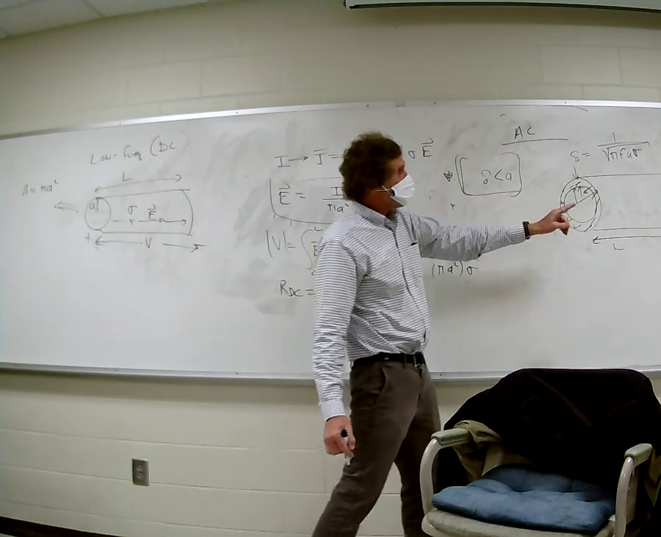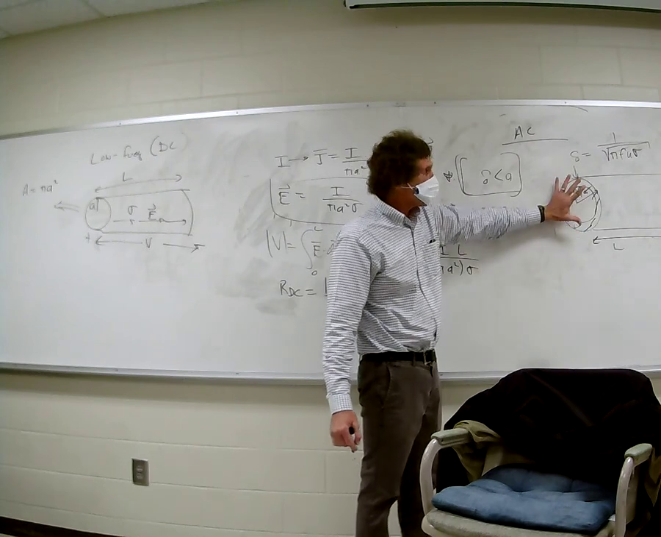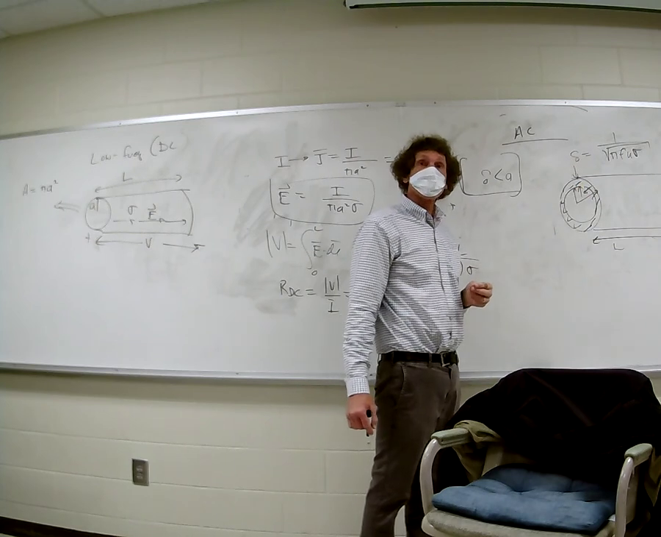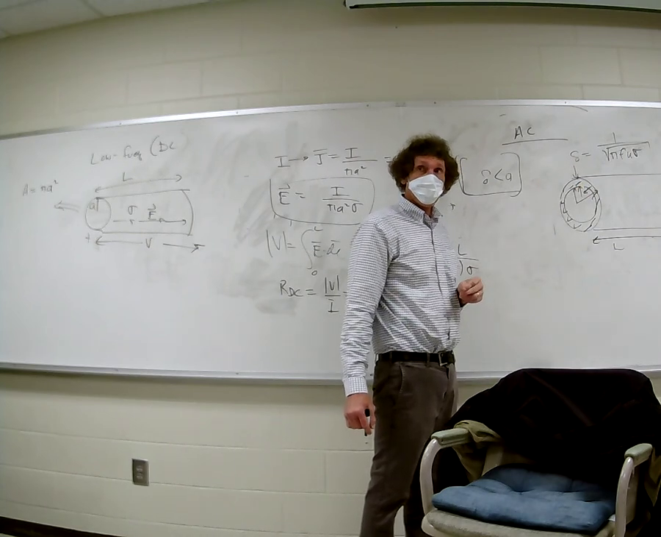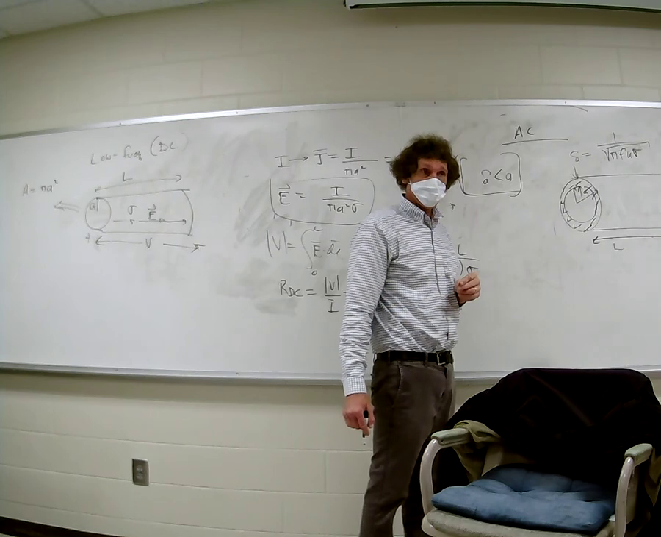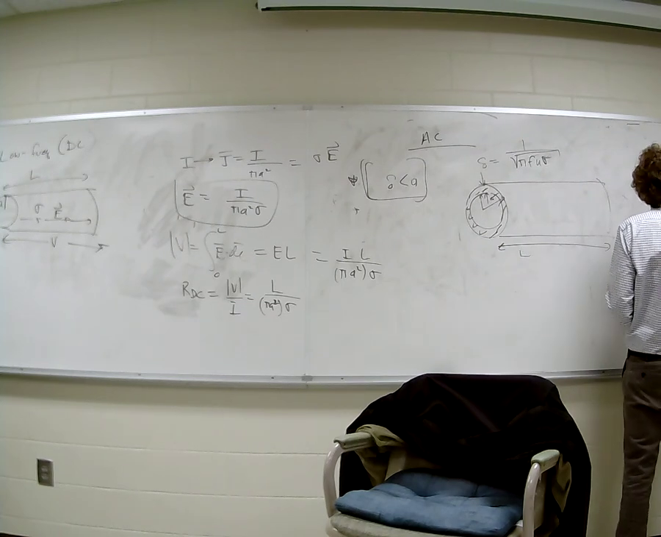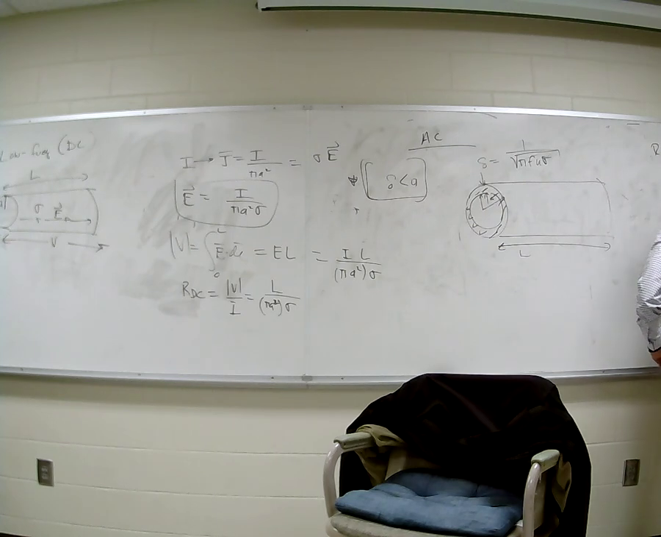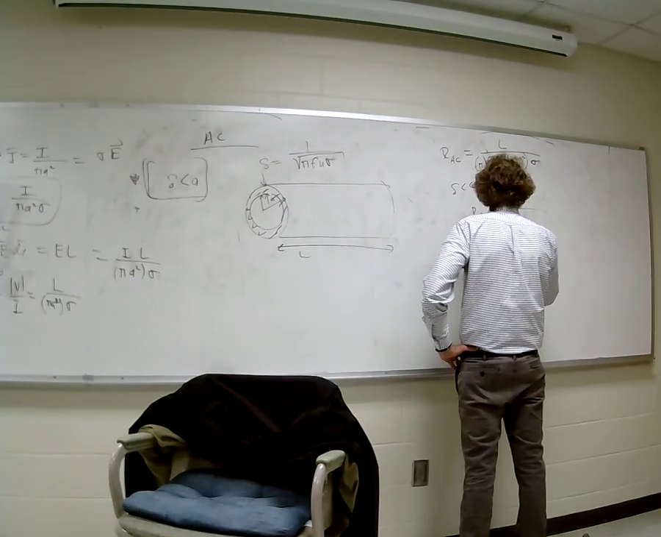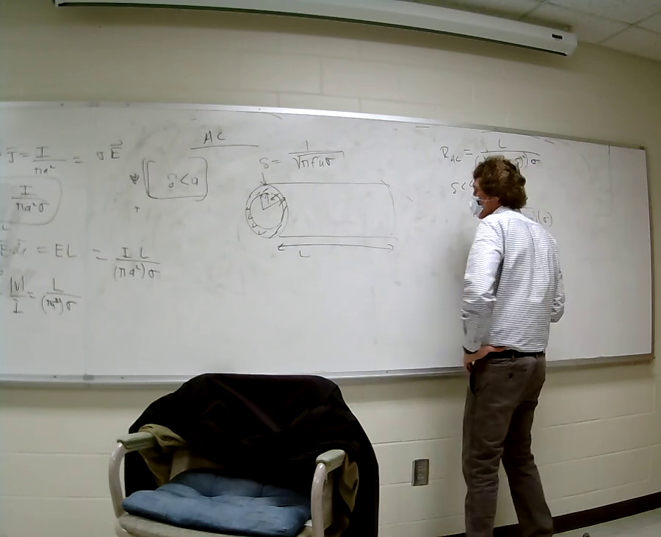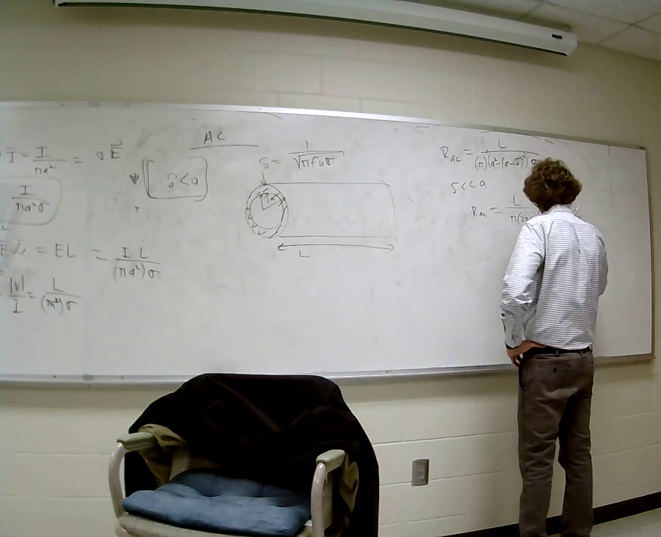Anyway, the area is pi times A squared, that's the whole area, right? And then I have to subtract off that inner area. That inner area is pi times (A minus the skin depth) squared. If you want to approximate, do it this way. If the skin depth is much less than A, say a tenth of A, then you can just say R_AC looks like L over sigma times 2 pi A times the skin depth.